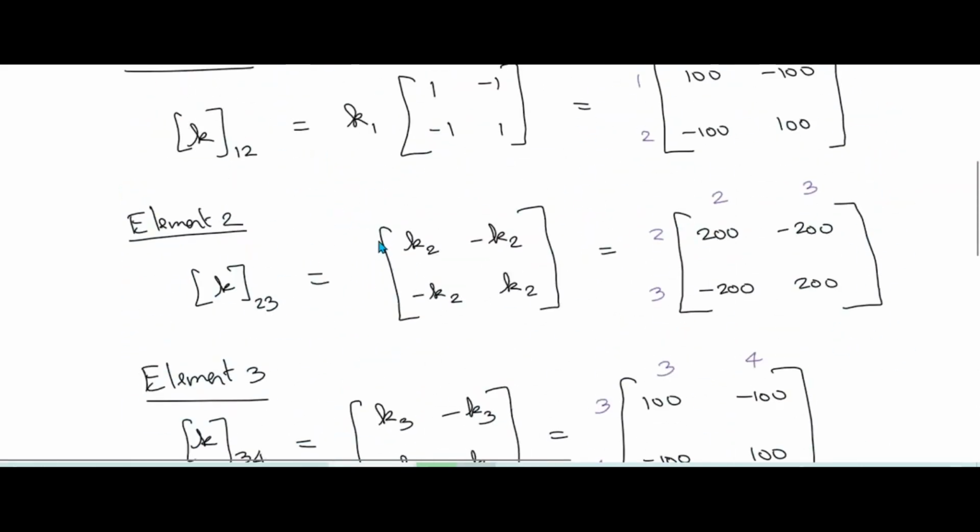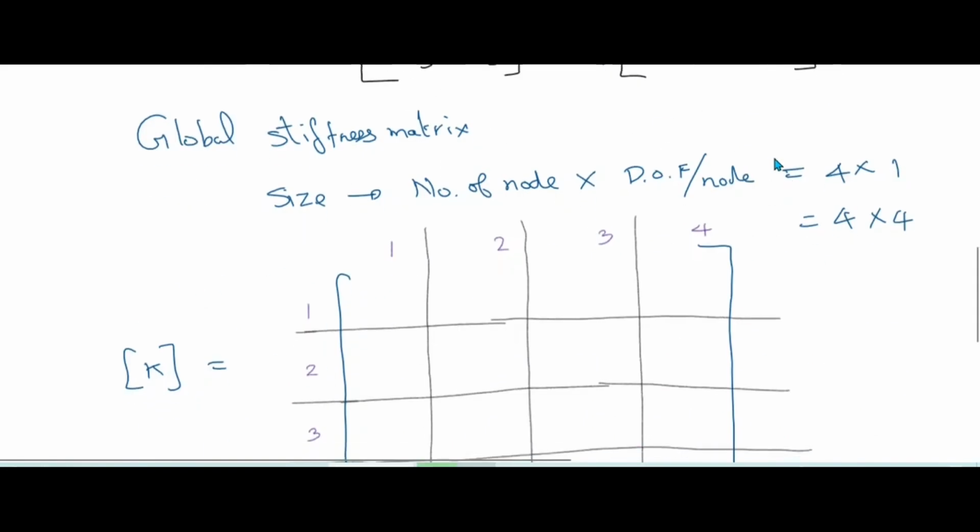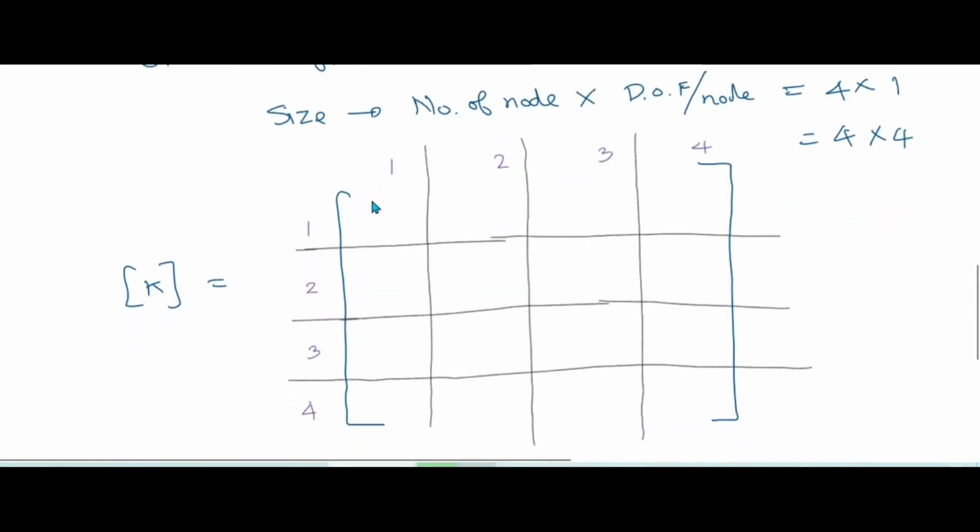So what are the values related to that? Let me consider element 1. Element 1 address is 1, 2 and 1, 2. So 100, minus 100, minus 100, 100. So fill it at 1, 2 and 1, 2. So this will be 100, this is minus 100, this is minus 100 and this is 100.